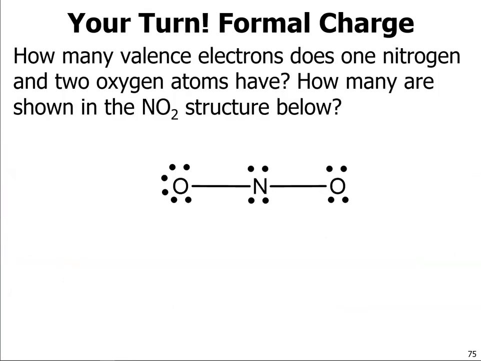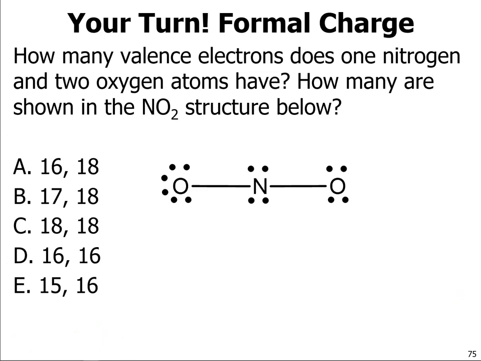All right, so now we're going to start looking at formal charge for these compounds. How many valence electrons do 1 nitrogen and 2 oxygen atoms have, and how many are shown in this structure below? I just want you to take a second, count the valence electrons. How many are they supposed to have? How many do they have? And then we'll go from there.